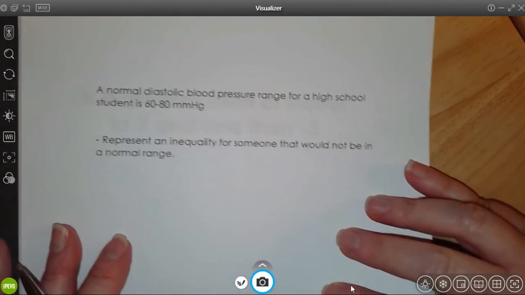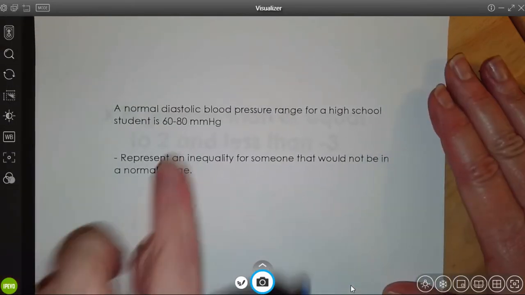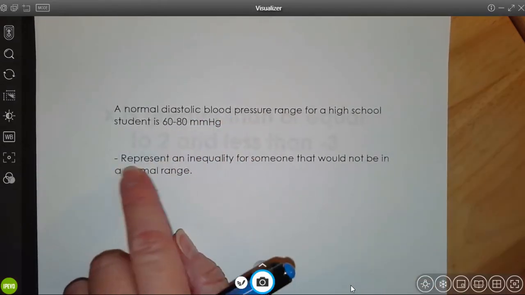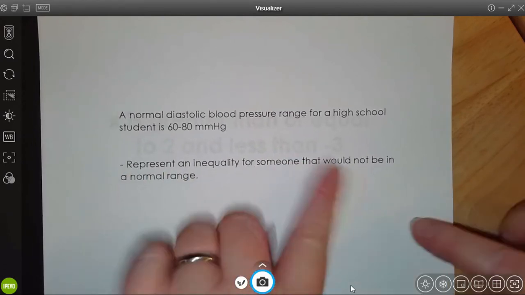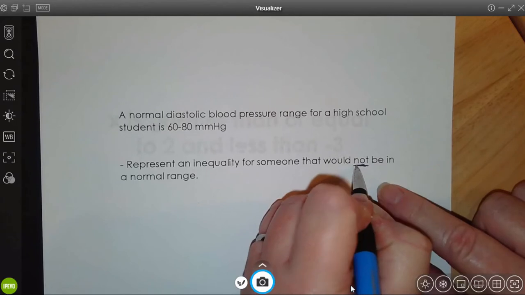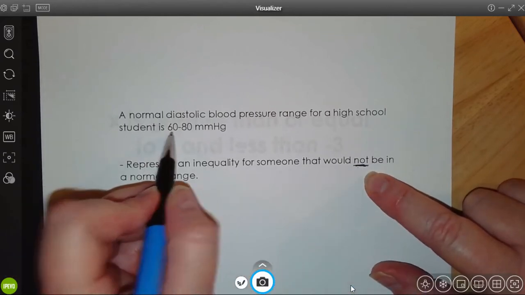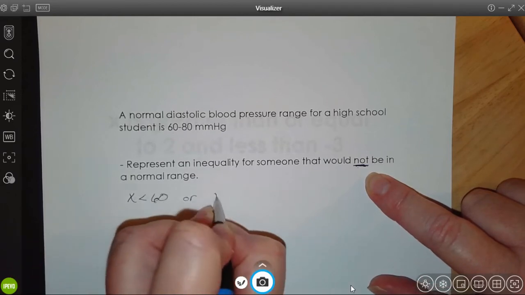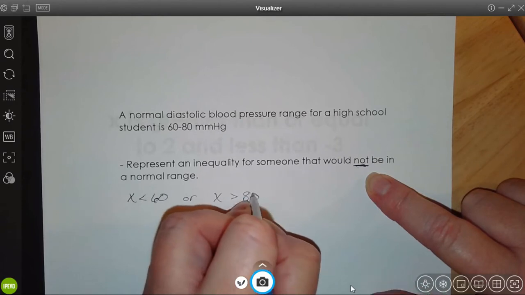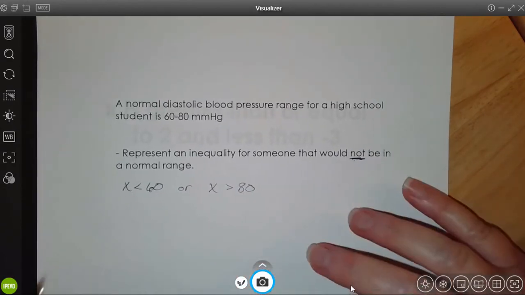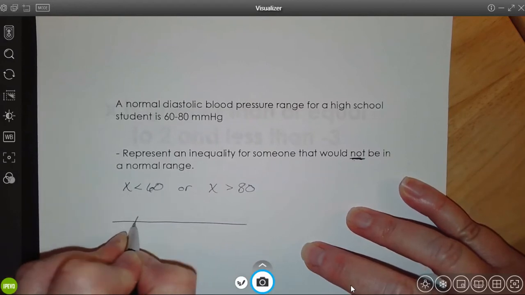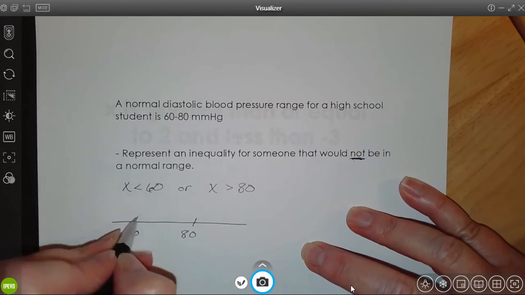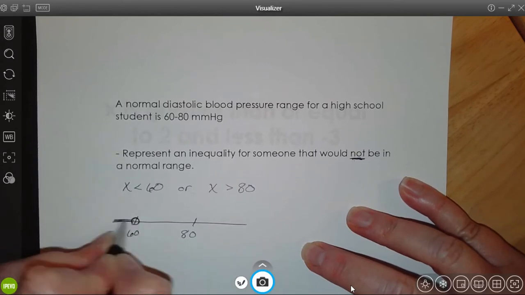Now, here's a real life scenario. A normal diastolic blood pressure range for a high school student is 60 to 80. Represent an inequality for someone that would not be in normal range. Not in a normal range would be less than 60 or greater than 80. Those are not normal. To put those on a number line without spending too much time, I'm just going to put the two numbers 60 and 80. Open, because I do not have equal signs.